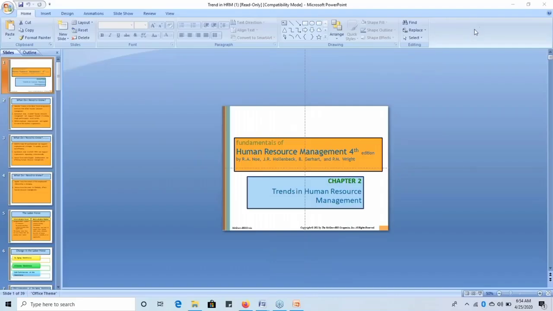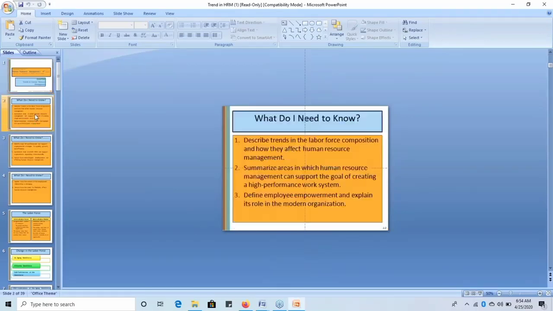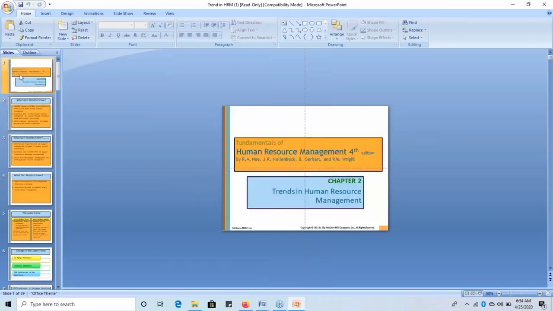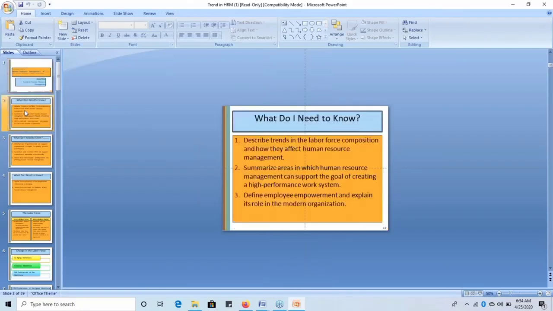Before I begin with the slide, a little understanding of what human resource management is of highly importance. Human resource management is a process which consists of four main activities, namely acquisition, development, motivation, as well as maintenance of human resources.